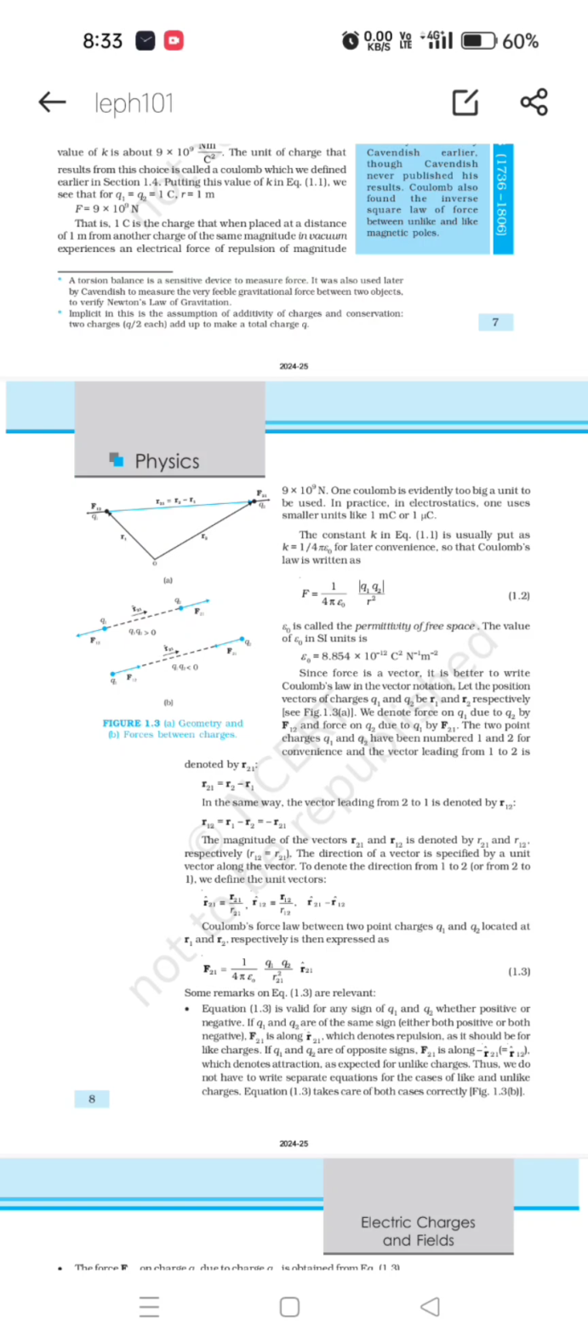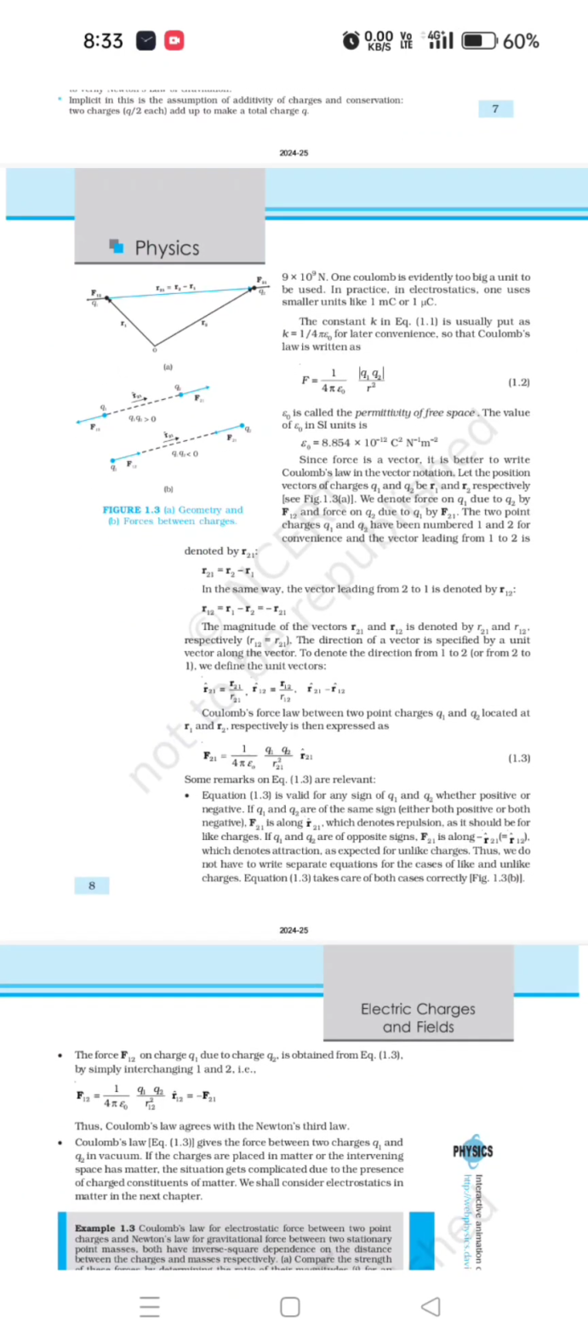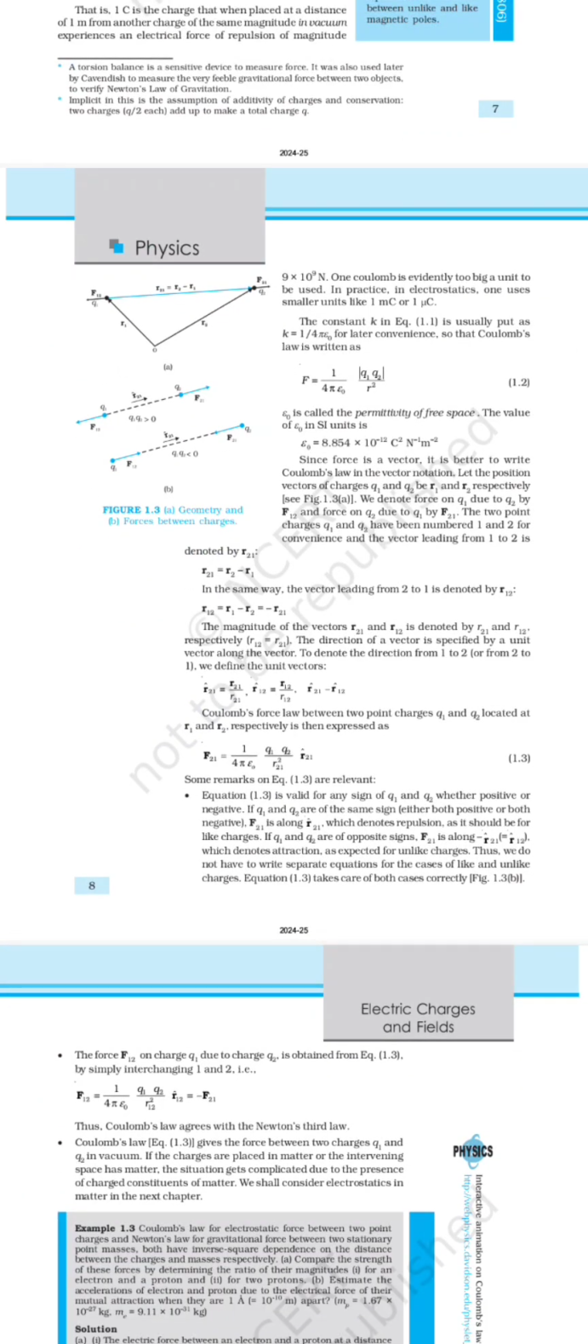Since force is a vector, it is better to write Coulomb's law in vector notation. Let the position vectors of charges q1 and q2 be r1 and r2. So the force on 2 due to 1 is 1 by 4 pi epsilon naught q1 q2 by |r21| squared into r cap 21, where r cap 21 is equal to r21 by |r21|, the unit vector. Here r21 is nothing but r2 minus r1.